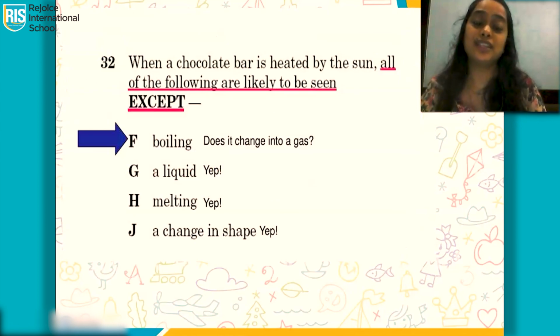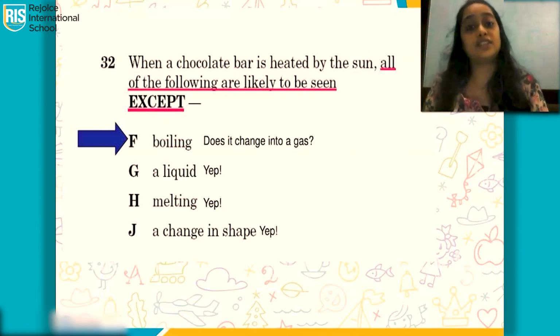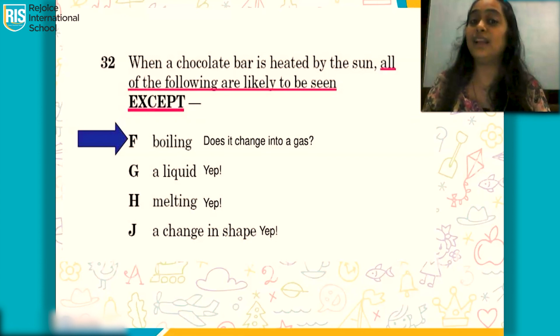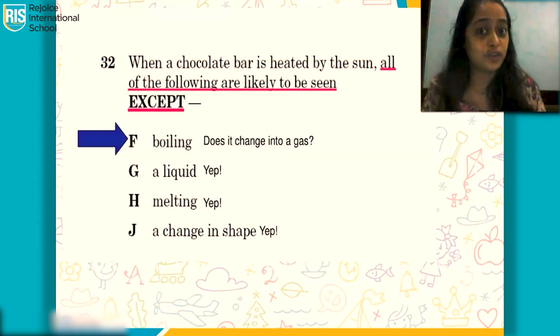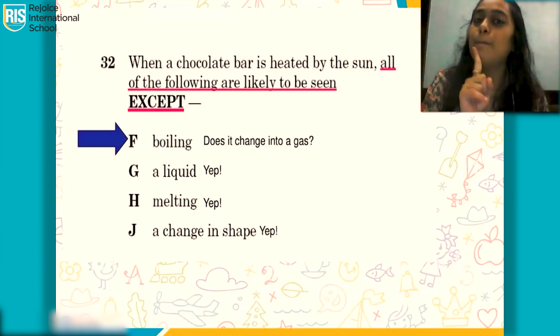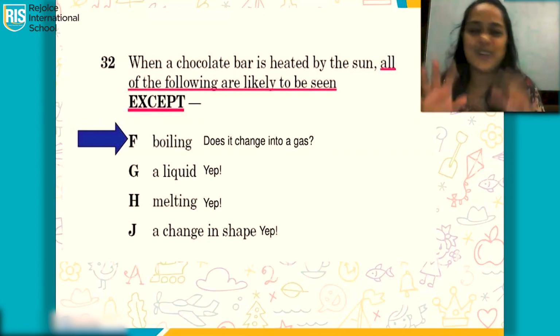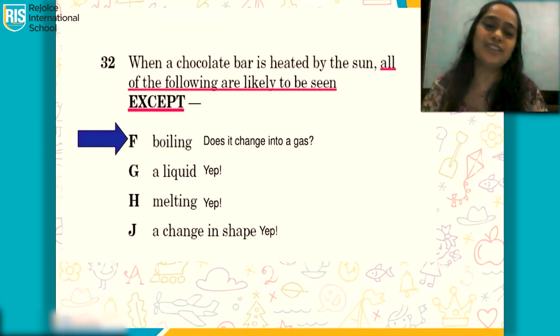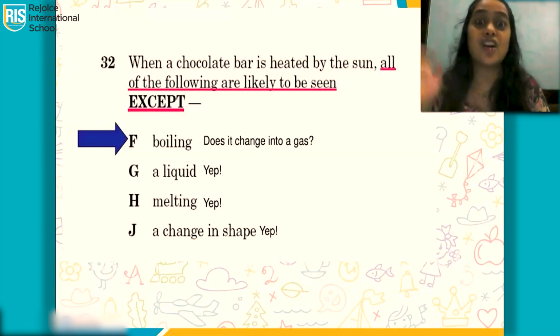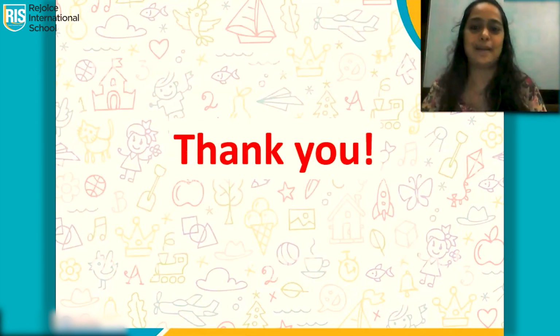When a chocolate bar is heated by the sun, all of the following are true except which? It starts boiling, it starts becoming a liquid, it starts melting, it starts changing shape. Well, it does all of it except boiling. The chocolate bar will melt. It will not start boiling because we have not given it 100 degrees temperature yet.